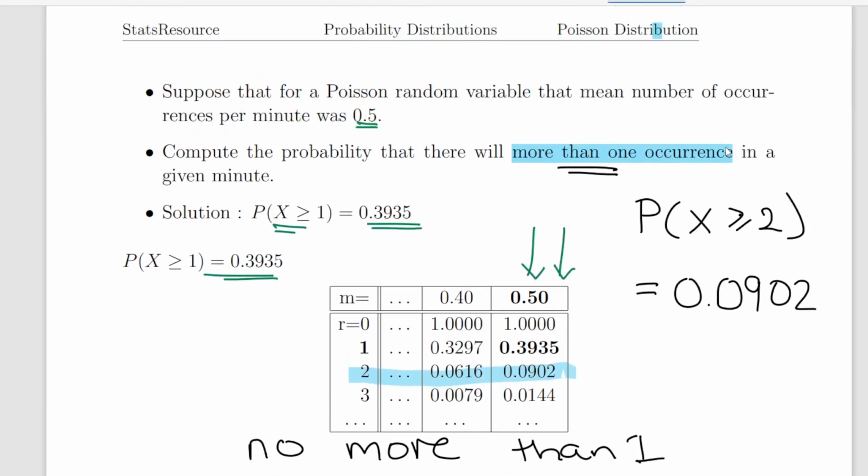Just as a quick recap, I made a slight mistake earlier on. The probability of x greater than or equal to 1 is not more than 1. That is the probability of x greater than or equal to 2. Okay, so that's how we go about it. Okay, we'll leave it there.